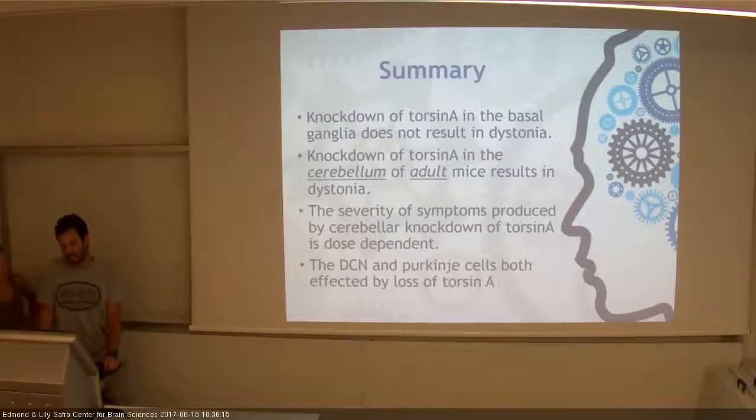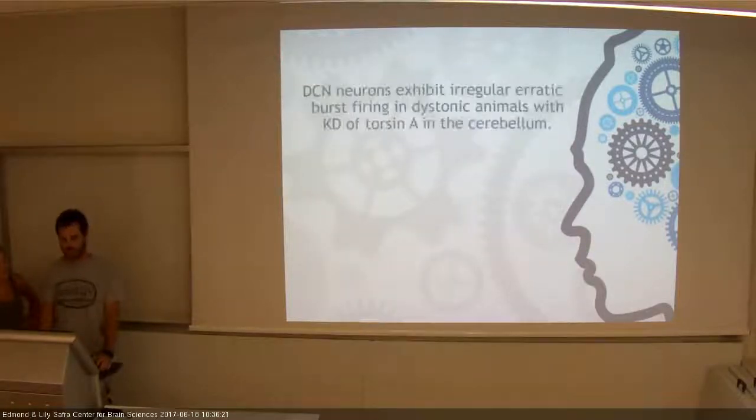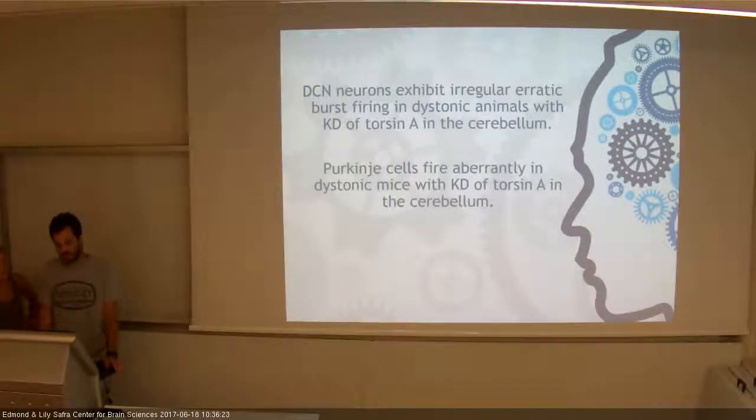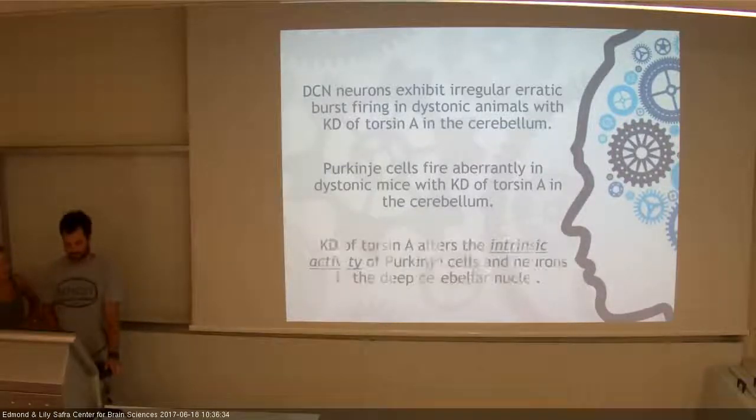The DCN and the Purkinje cells are both affected by loss of taurin A, and both of them exhibit irregular, erratic firing rates with bursts and strong coefficients of variation of the interspike interval. A knockdown of taurin A also alters the intrinsic activity, so it's something within the cells themselves.